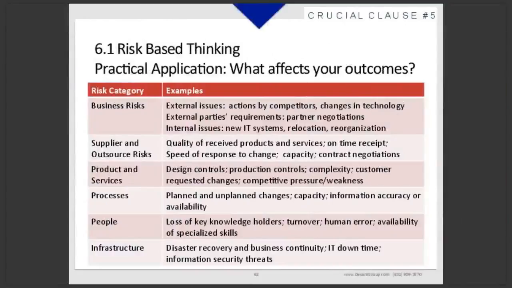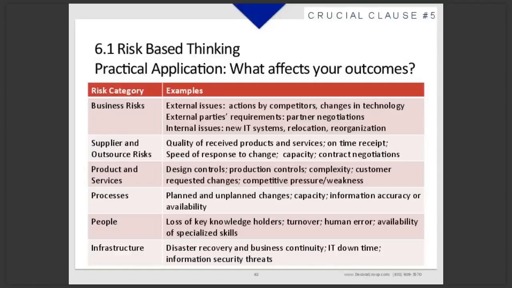Okay, so practical application. Another one of those slides where an hour and 7 to 9 minutes into our presentation here. If you want to put that in your notes, be sure you copy down as much of this as you can. Most people already have these middle ones around products and services and processes. For example, you've got design controls in place. You've got production controls. When do we take measurements? When do we stop the line if something bad happened?